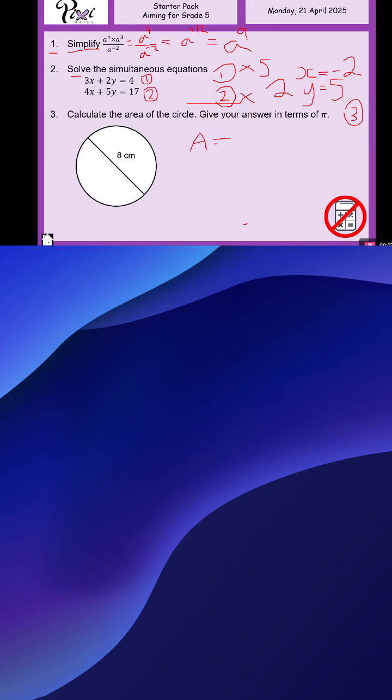So area equals pi r squared, so pi times the radius squared.